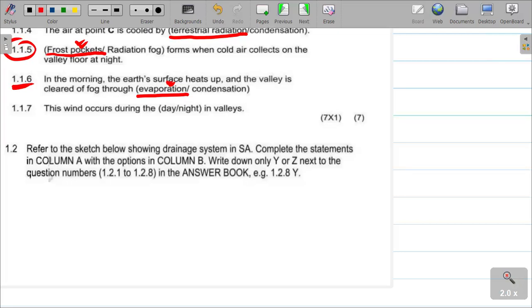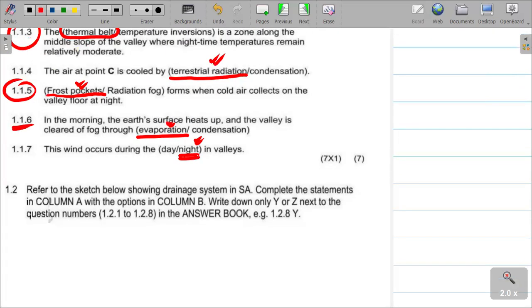And then, this wind occurs during the dash in valleys. The wind occurs dash in the valleys. We are saying the wind occurs during the night in the valleys. It occurs during the night in the valleys, which is number 7, it is night.